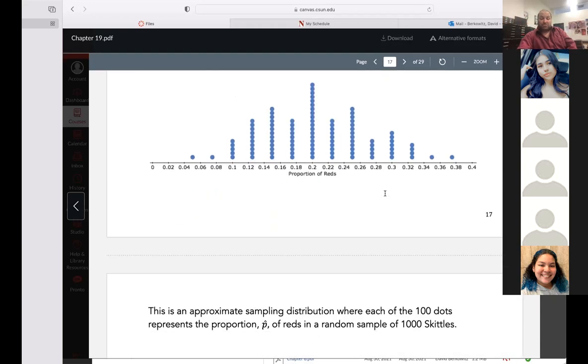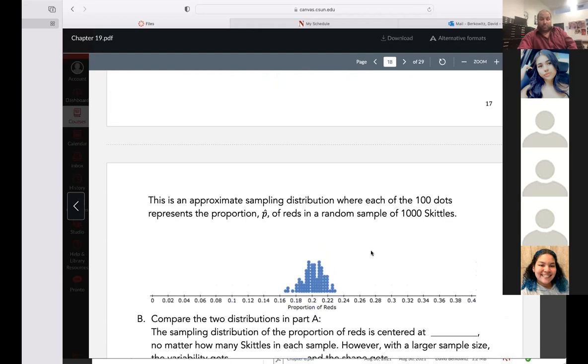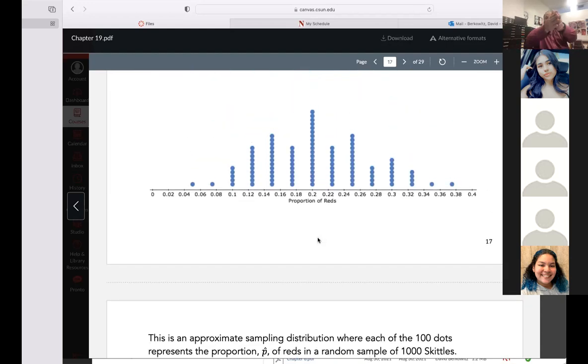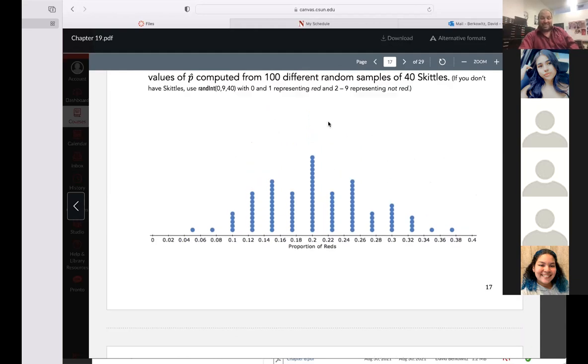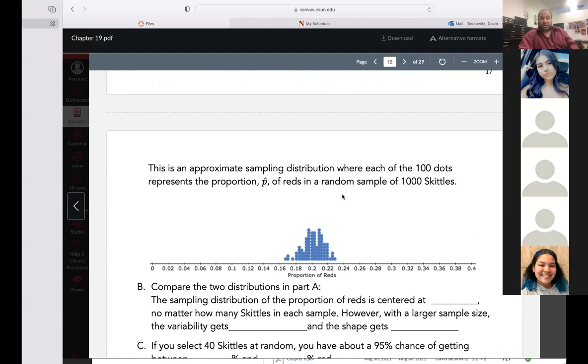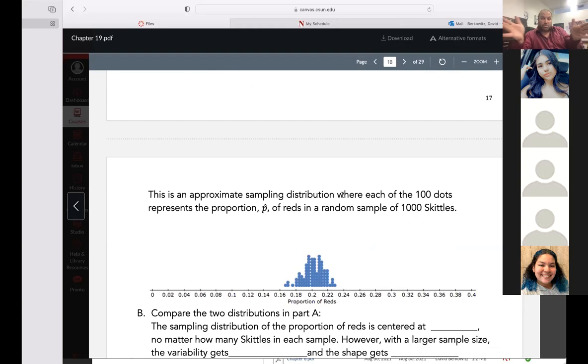And in fact, if I make a distribution of 1,000 at a time, we get one that looks like this. It's still centered at 20%, but what do you notice about the variance, about the spread of possible values in the case of 40 at a time versus 1,000 at a time? What do you notice happens? It's closer to the true value. The spread has shrunk considerably, much closer to the true value.